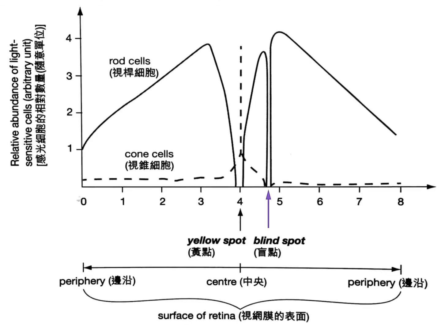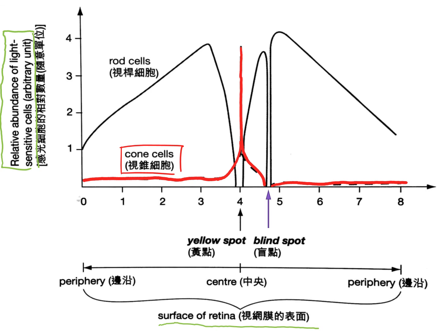At the last part of this video, I would like you to take a look at the graph below. It shows you the relative abundance of light-sensitive cells on different spots on the surface of the retina. Let's take a look. For the cone cells, they are the graph in red. You can find this is the cone cells because you can find a great amount of cone cells in the center of the retina. And this center is the yellow spot, which has only cone cells but no rod cells.